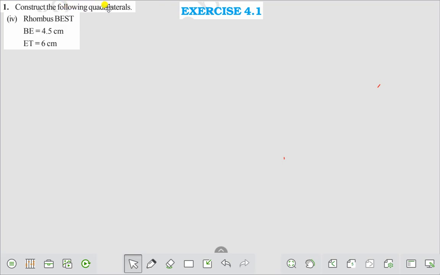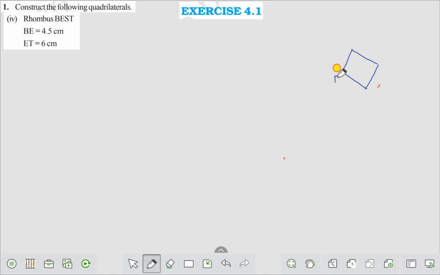Construct the following quadrilateral, that is rhombus BEST. B is 4.5 cm and it is 6 cm. Let us draw a rough sketch of this rhombus BEST. Rhombus means all the sides are equal. Suppose this is a rhombus. All the sides are equal. This is a rough diagram of this rhombus, and the name of this rhombus is BEST.